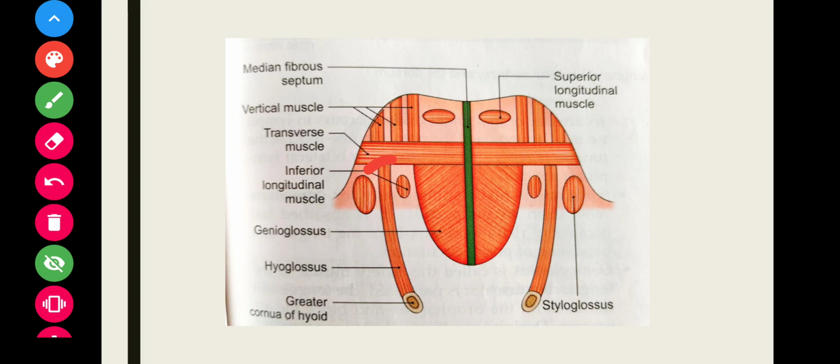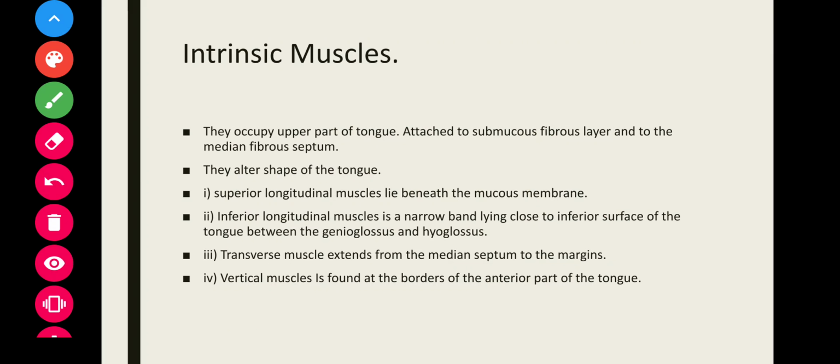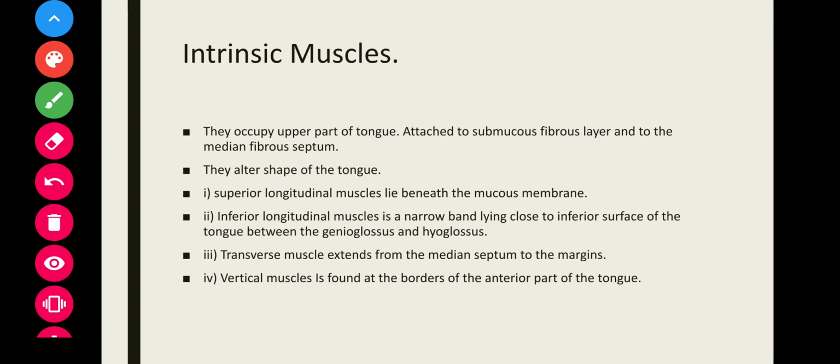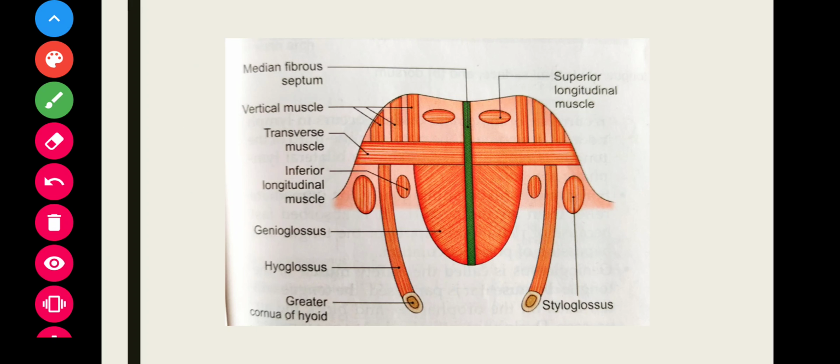So these are inferior longitudinal muscles. Transverse muscle extends from median septum to the margins. These are transverse muscles. As the name suggests, they are transverse. And vertical muscle is found at the borders of the anterior part of the tongue. These over here are vertical muscles.